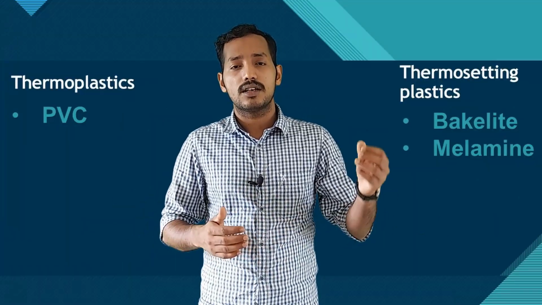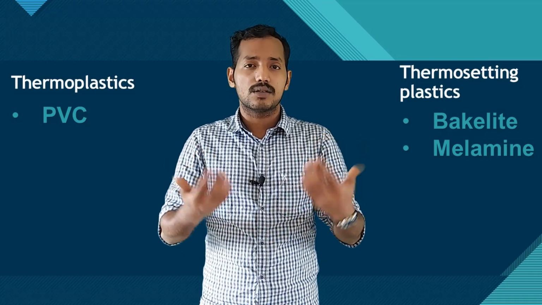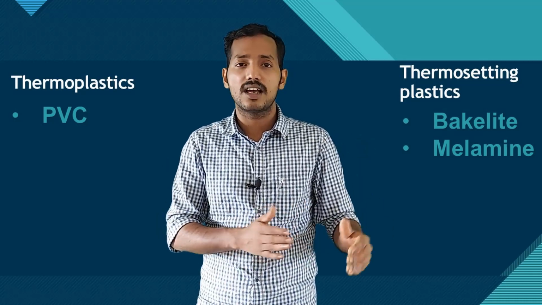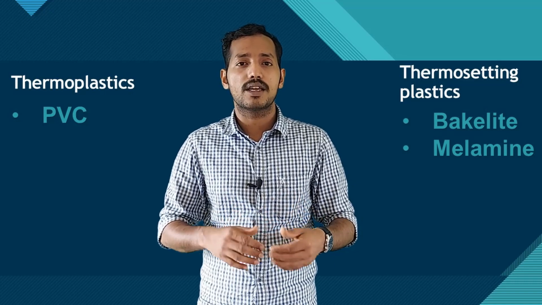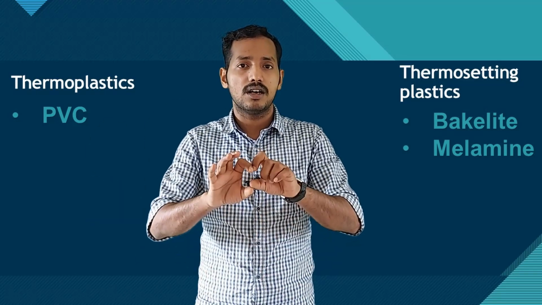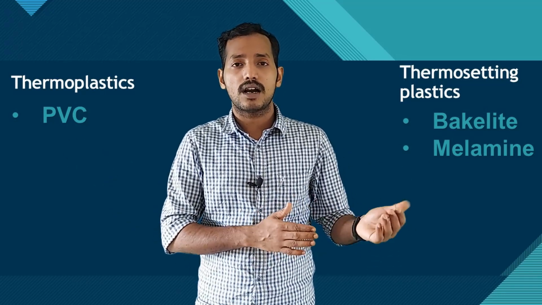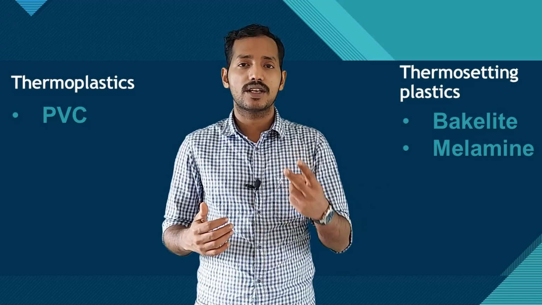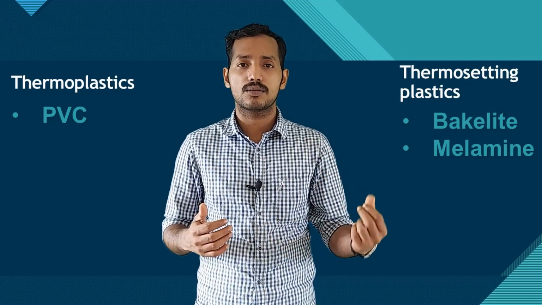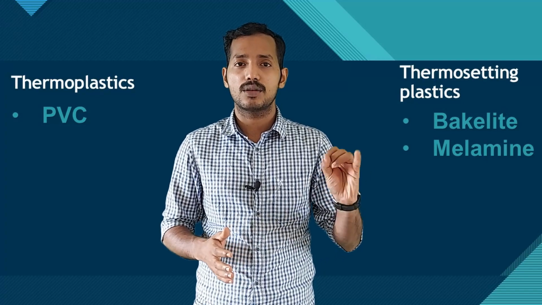Also, the category examples of thermoplastics are PVC, polyvinyl chloride. Actually, these are mainly used for making the covering of electrical wires and water pipes. While melamine and bakelite are the examples of thermosetting plastics. There are two examples I told you regarding the thermosetting plastics. One is bakelite and the other is melamine.